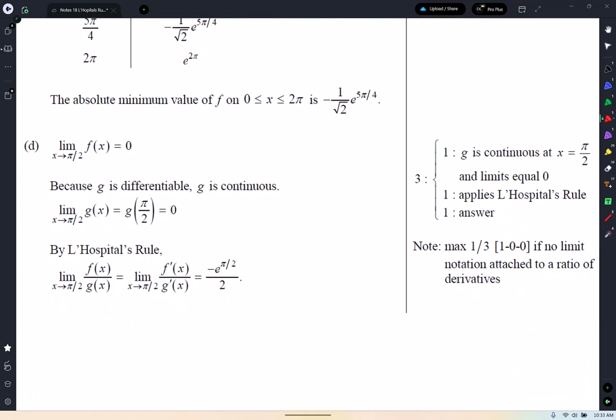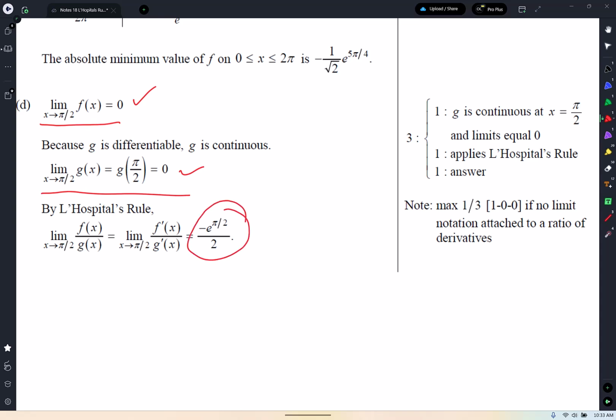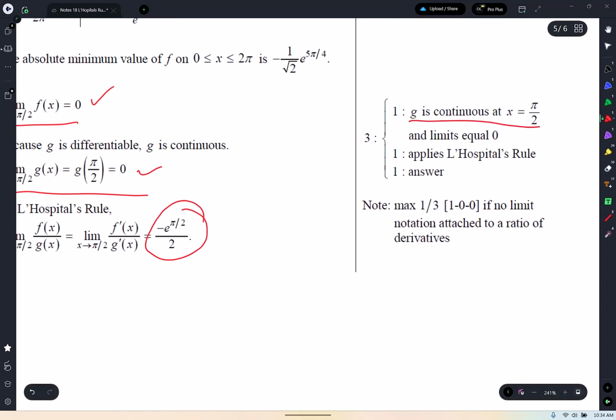Look at letter D. Letter D was worth 3 points. We found that the derivative as x approaches pi over 2 was 0. So we got that point. Or because G is differentiable, G is continuous. We studied F and G. That's fine. We're good. We know that G of pi over 2 is 0. By L'Hopital's, did we get this answer? We got all 3 points, guys. Look. They give you a point for G is continuous. We went overboard. We said F as well. We got it.